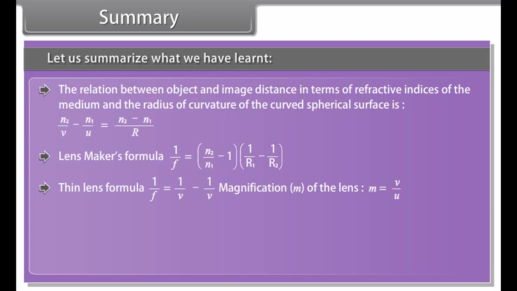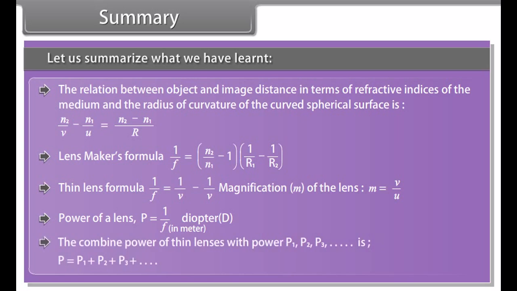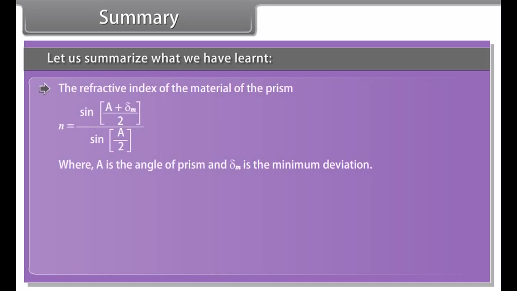Magnification m of the lens, m is equal to v upon u. Power of a lens, P is equal to 1 upon f in meters, unit diopter D. The combined power of thin lenses with power P1, P2, P3 is P is equal to P1 plus P2 plus P3 and so on. The refractive index of the material of the prism, n is equal to sine of (A plus delta minimum) by 2 divided by sine of A by 2, where A is the angle of prism and delta m is the minimum deviation.